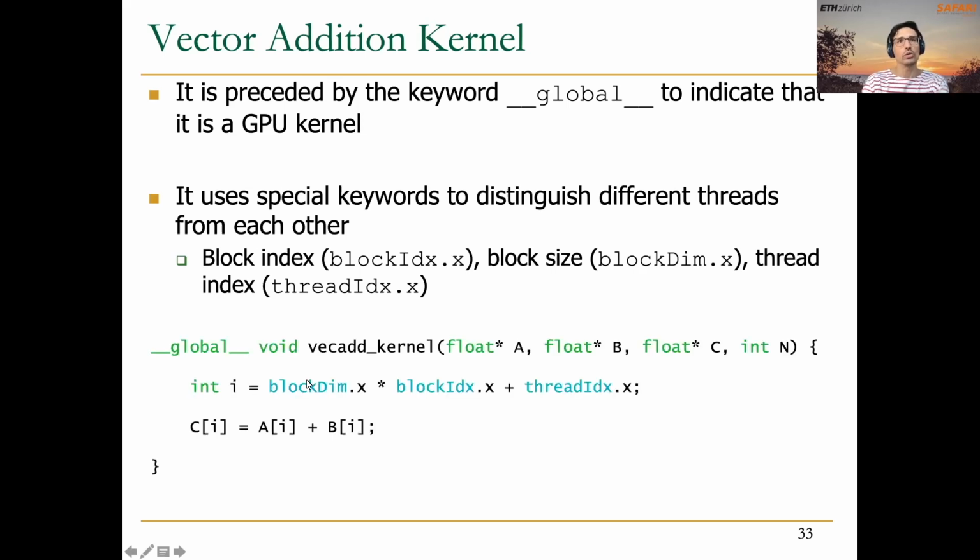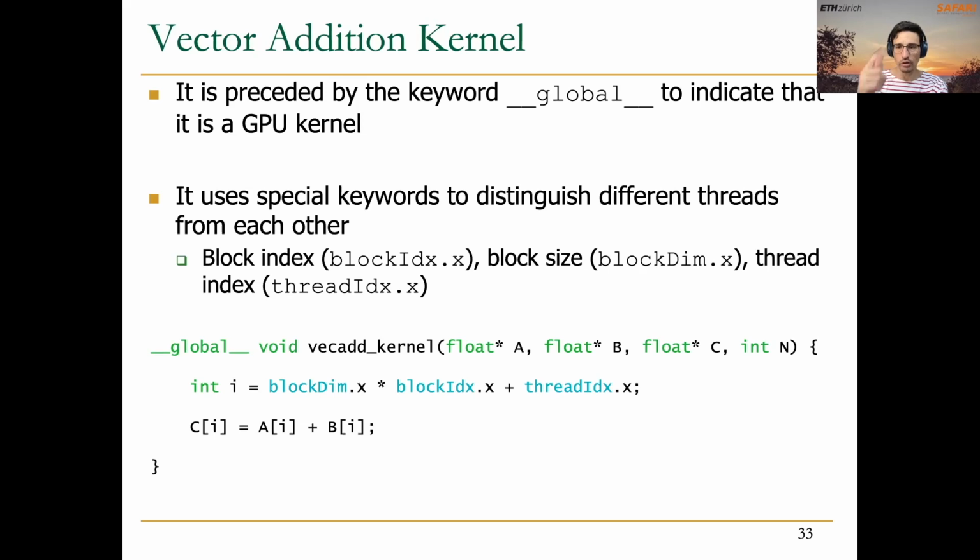So the code would look like this, right? Here we have the calculation of the global index that tells each individual thread what elements of, in this case, arrays A, B, and C it has to access. Observe that we calculate this index by using the block dimension, the block index, and the thread index. So now this index i tells every single thread which elements need to be accessed.